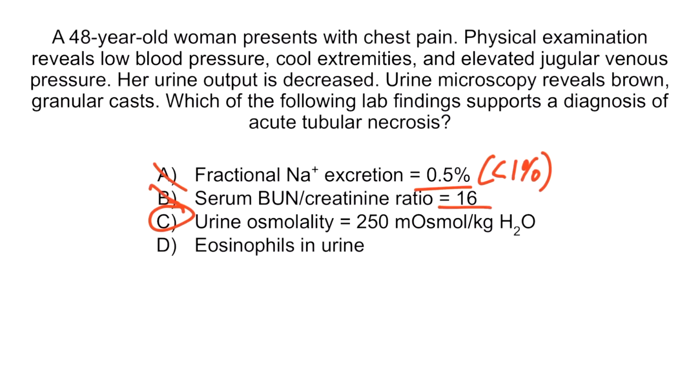B is incorrect by similar logic. It's 16, and we would expect it to be less than that because the tubules aren't reabsorbing BUN as much. And D is incorrect because eosinophils are found in the urine in acute interstitial nephritis, which is another cause of intrinsic azotemia. And that condition would likely present with fever, rash, even white blood cell casts in the urine, and the patient may have a recent history of starting a new drug. So again, C is the correct answer. And that concludes this section.